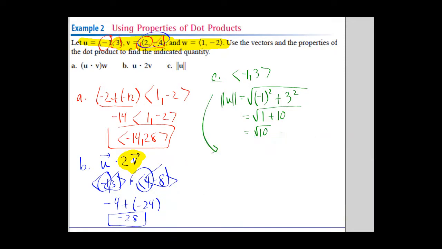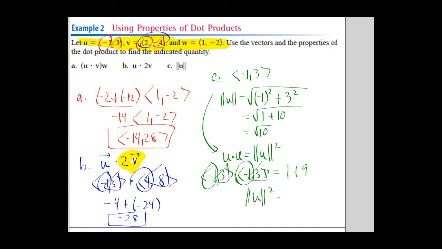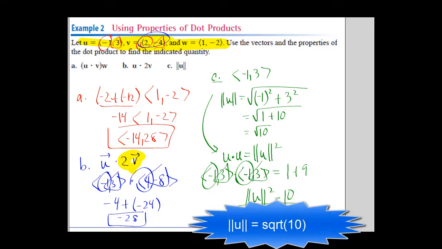Another option for doing this is we know that u dot u is equal to the magnitude of u squared. Well, u dot u would be -1, 3 dot -1, 3. So that would come out to 1 plus 9. So the magnitude of u squared is 10. So taking the square root, we get the square root of 10. Two ways to do that problem, not picking on which way you prefer.